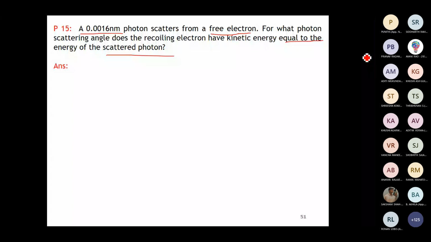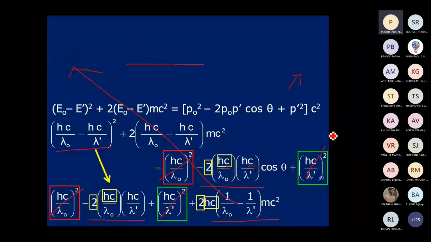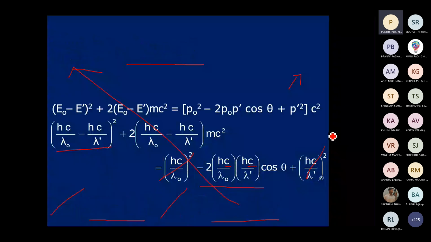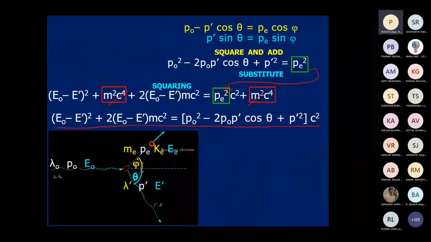So in the derivation, there was this one slide saying squaring and adding. Can you go back to that? This one, square and add, the momentum equations, right? Yes, sir. Can you please explain that squaring and adding step?